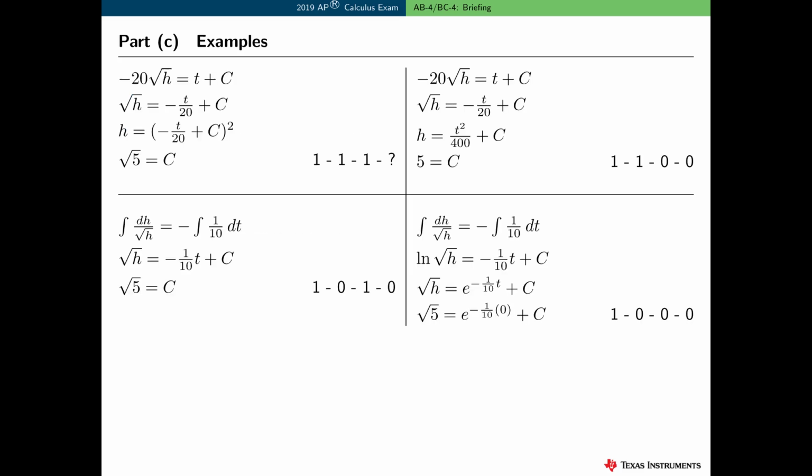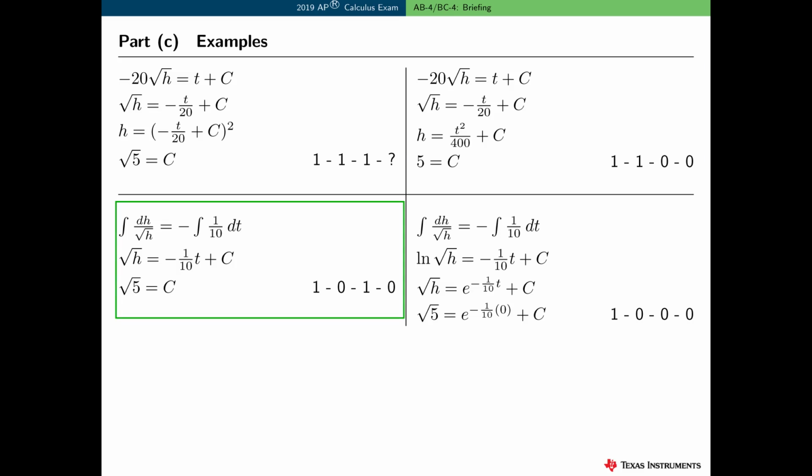Here are some example responses and how each is scored. In this example, there is an implied separation of variables, 2 correct antiderivatives, a constant of integration, and an implied use of the initial condition. This earns the first 3 points, and could earn the fourth. In this example, there is an implied separation of variables, 2 correct antiderivatives, a timely constant of integration, but bad algebra before using the initial condition. This earns the first 2 points, but not the third, nor the fourth.